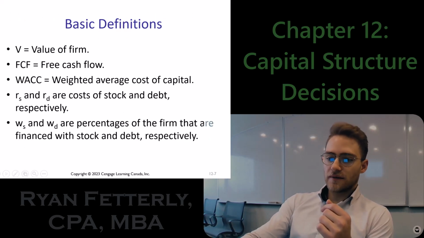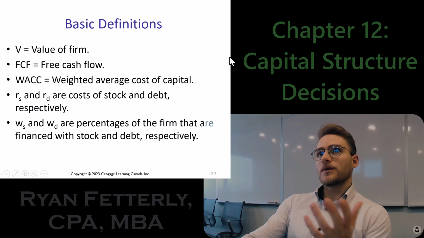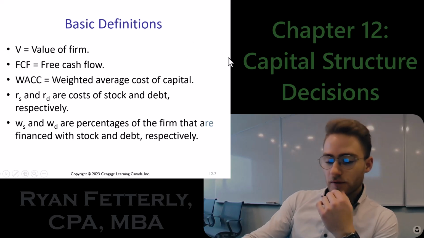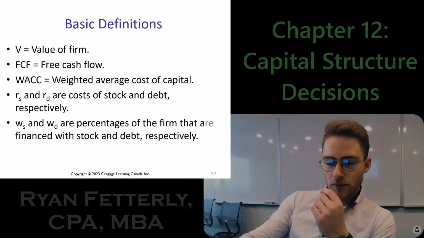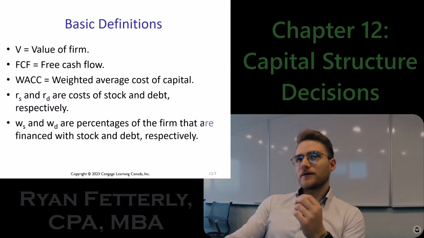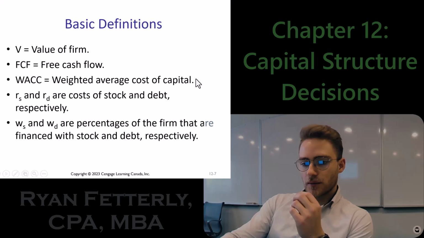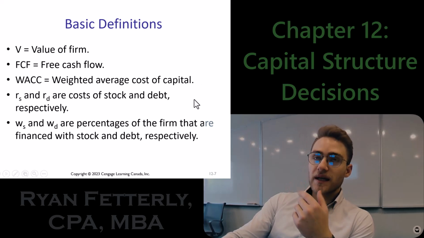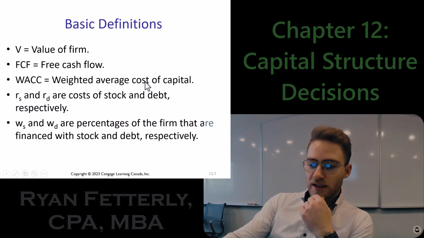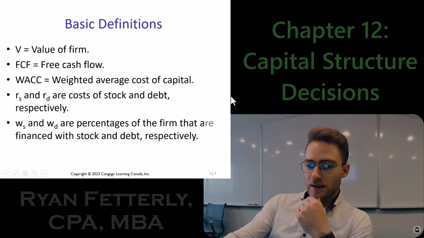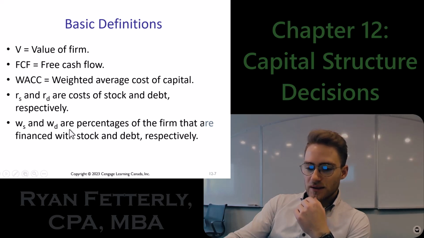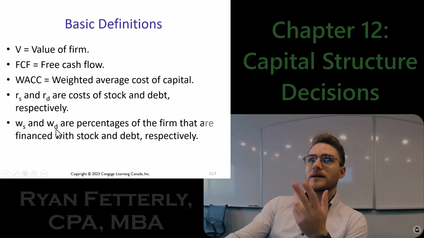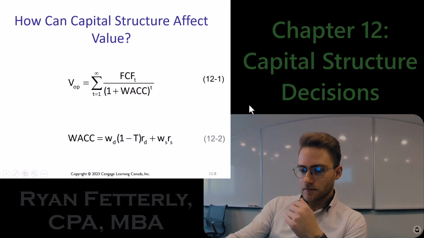So some basic definitions, and we'll see this in formulas as we work our way through. V is equal to the value of a firm. We'll see VL for leveraged and VU for unleveraged value of a firm. Leverage is just basically the effects of debt. We also have the free cash flow. We have weighted average cost of capital, RS and RD. RS is the cost of stock, RD is the cost of debt, and then WS is the weight of stock, and WD is the weight of debt in our capital structure.